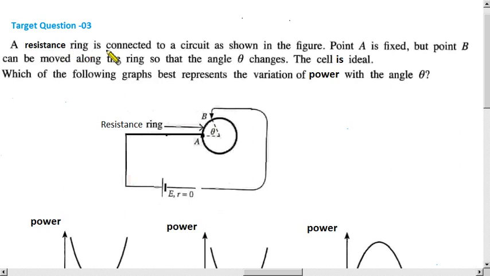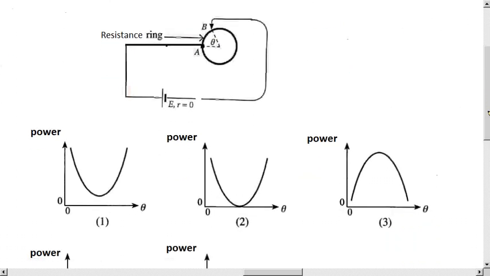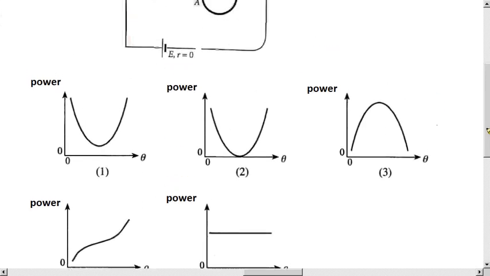A resistance ring is connected to a circuit as shown in the figure. Point A is fixed, but point B can be moved along the ring so that the angle theta changes. The cell is ideal, and there are no meters. Which of the following graphs best represents the variation of power with the angle theta? So you should know about power and choose the correct graph.